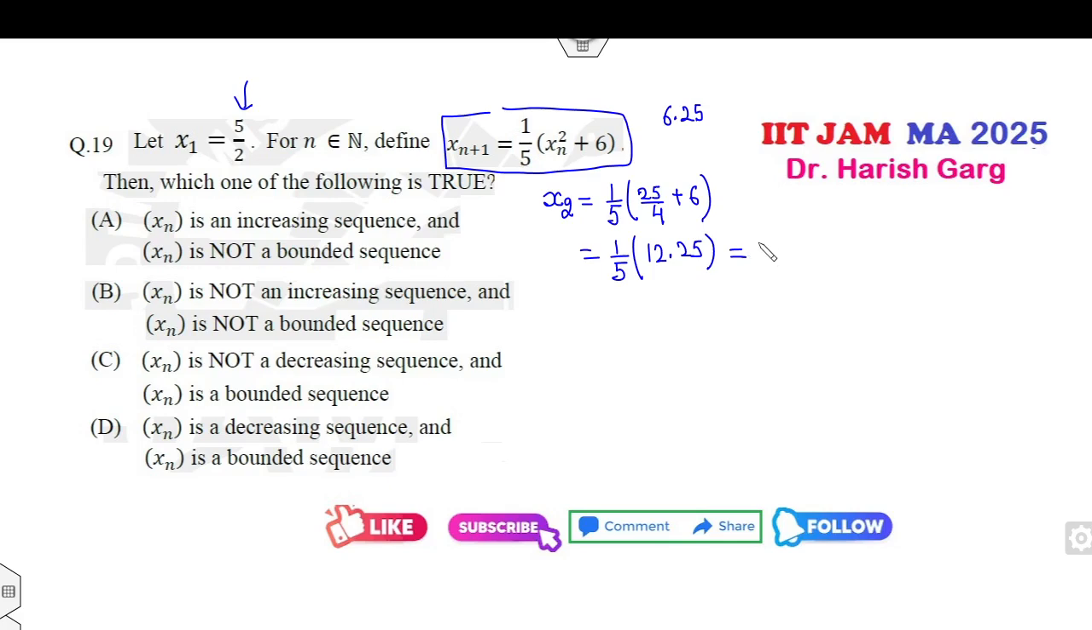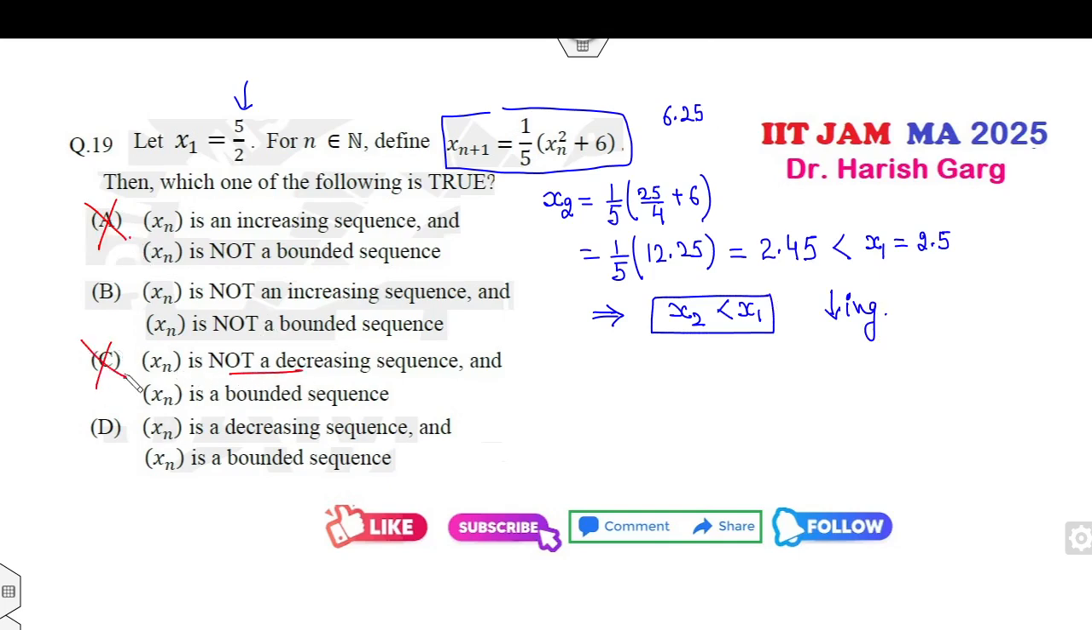And if you divide by 5, 5 2s are 10, 5 4s are 20, and it is less than x1 because x1 is 2.5. So what does it mean? x2 is less than x1. So what is the meaning of that? The sequence is a decreasing sequence. The first one is cancelled, not a decreasing. Third option cancelled. Fine. Now, whether it's bounded or not, how can you check the boundedness?